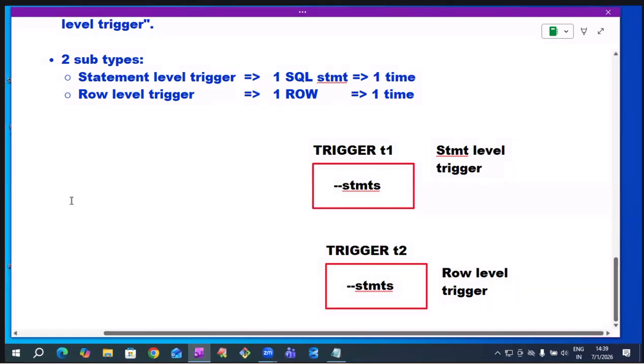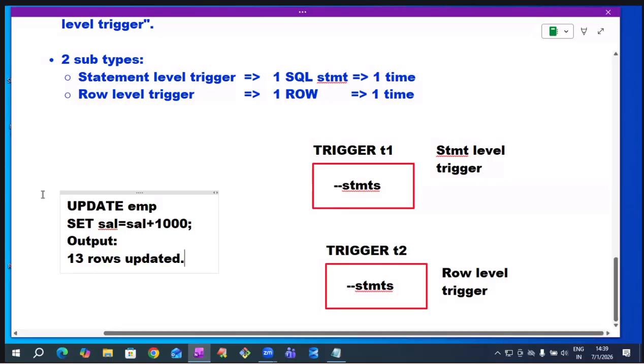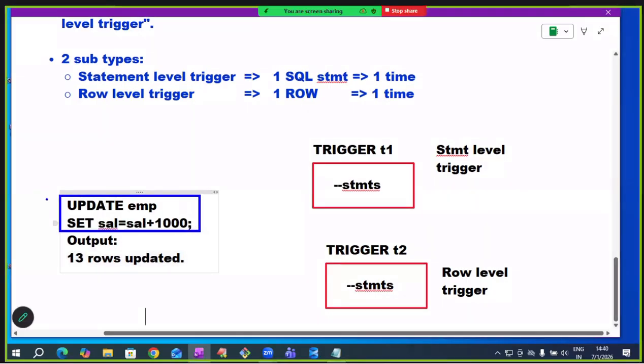You already know this point. So I'm submitting a DML command like this: update EMP set salary equals salary plus 1000. Assume that we are getting output as 13 rows updated. Understand now? When I submit a DML command like this, internally it calls the trigger.